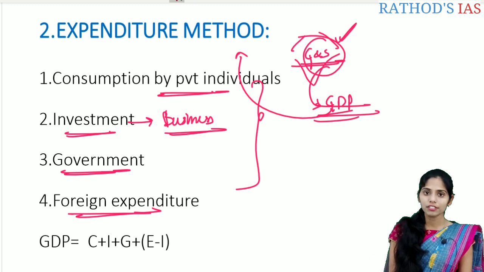It will purchase the food grains from the farmers. So it is also government expenditure. And also when you are talking about the foreign expenditure, let us see one by one in detail.